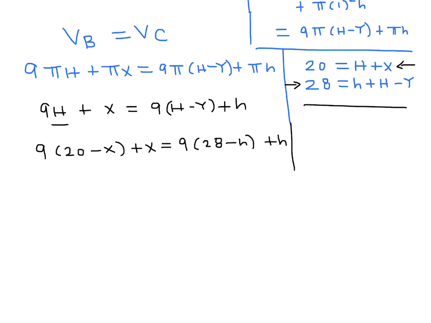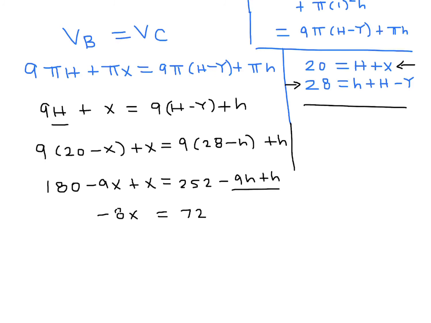Okay. We are getting somewhere here, I think. So this one is 180 minus 9x plus x is equal to 252 minus 9h plus h. So 252 minus 180 is 72. This becomes minus 8x. This over here is minus 8h. Bring it over and it becomes 8h like this. Factor out an 8 and you'll get x minus h is equal to 9. Okay, x minus h is equal to 9.